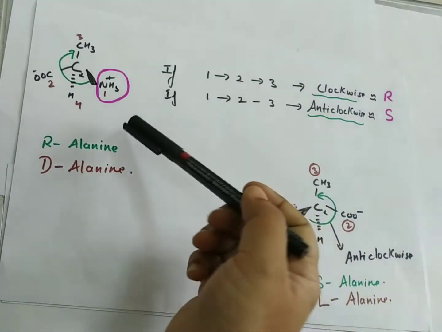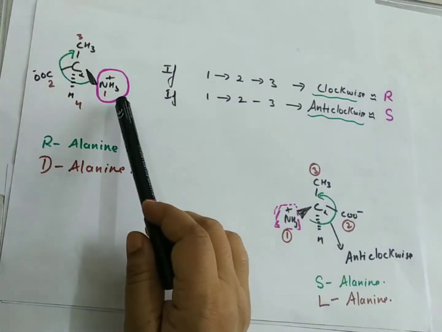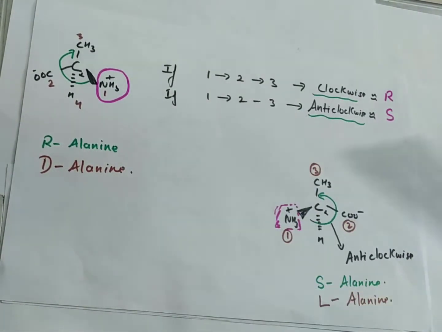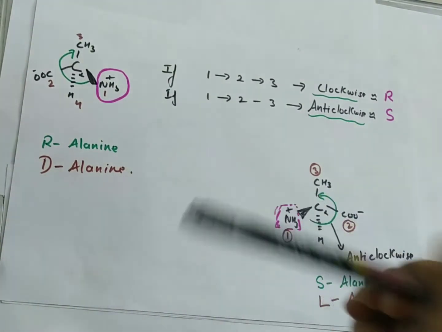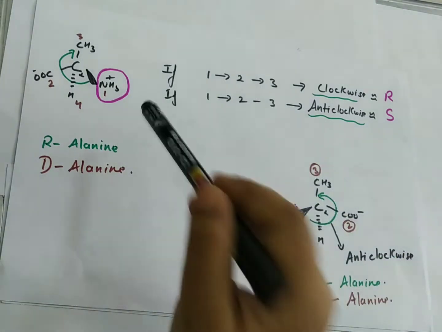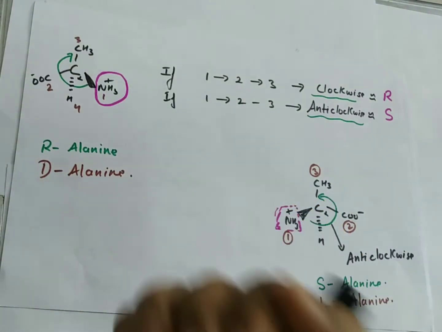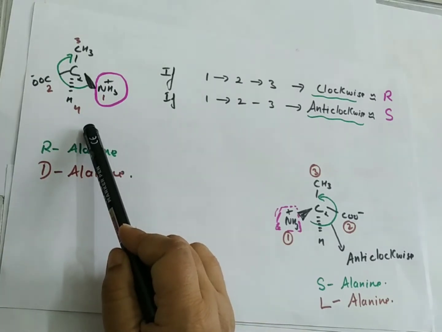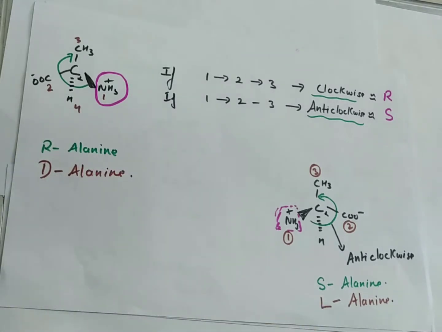This is your molecule. We have assigned numbers based on the atomic number: 1, 2, 3 and 4. Now we have to move from 1 to 2 and then to 4. Another very important thing to remember while doing this is that H should be away from the viewer. Always take a configuration in which H is away from the viewer, and we ignore it because it is away from the viewer.